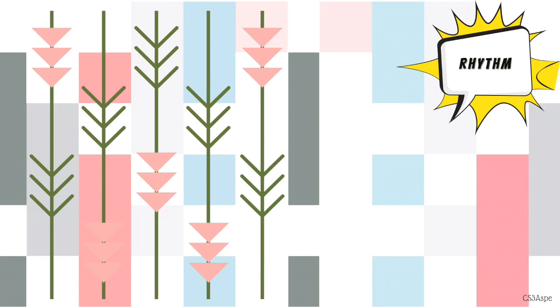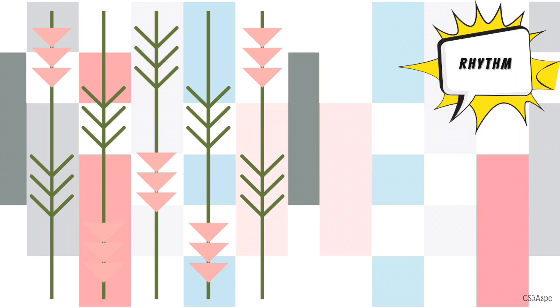Random rhythms have no discernible pattern. Regular rhythms follow the same spacing between each element with no variation.